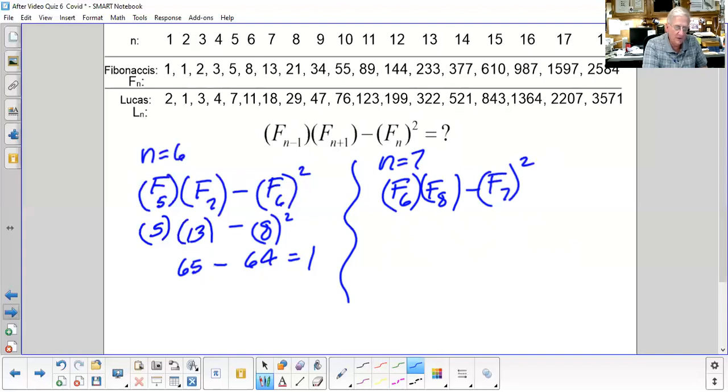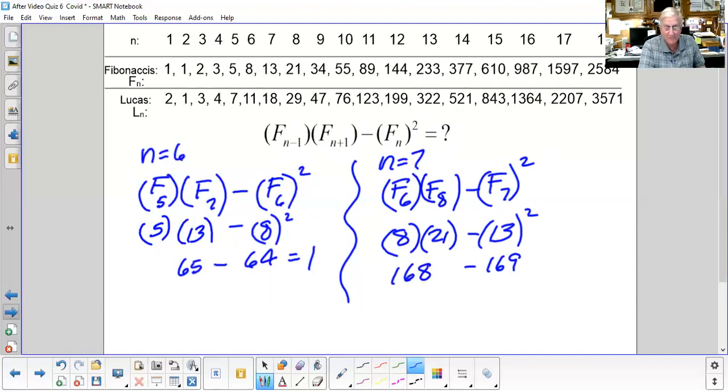Well, I go to the table. F6 is an 8. F8 is a 21, right? And I'm going to square f sub 7, and that's 13. Well, 13 squared, I believe, is 169, right? And 8 times 21 is 168. Notice I get negative 1.